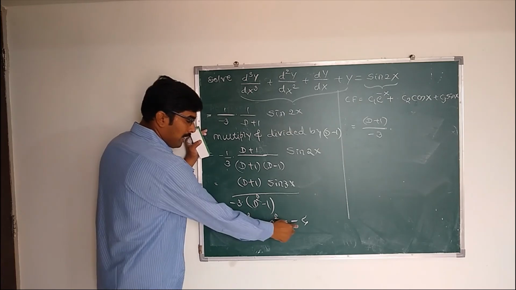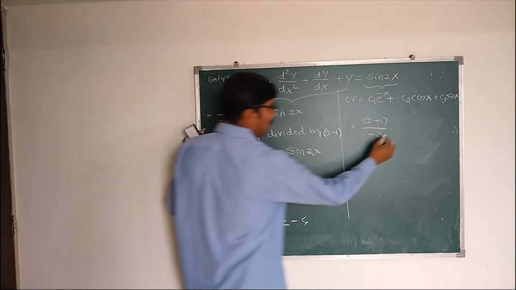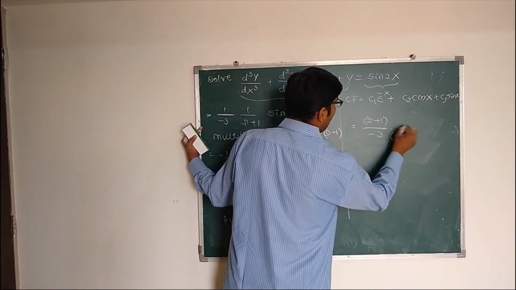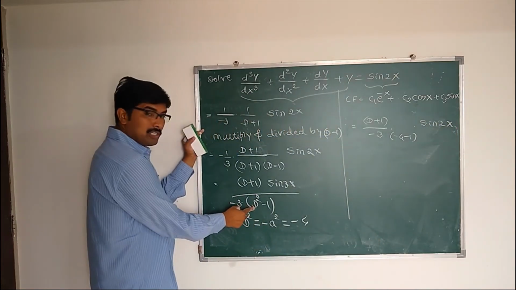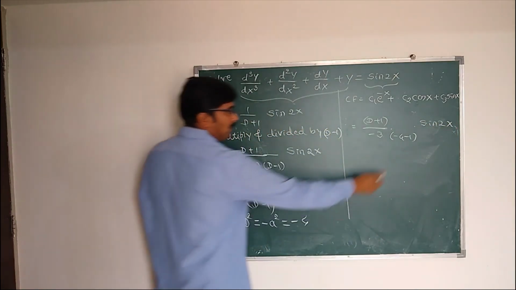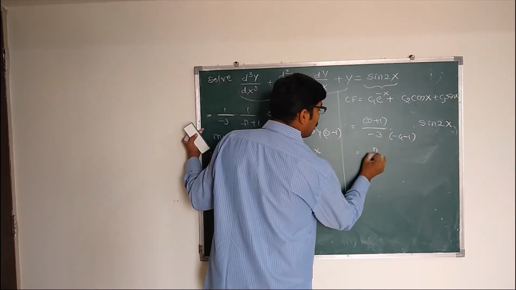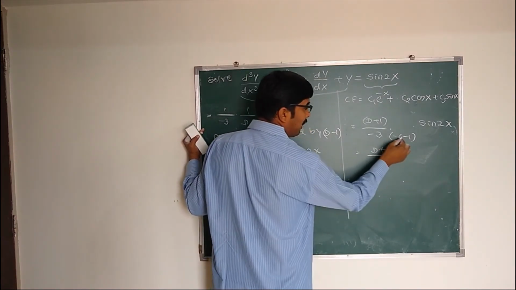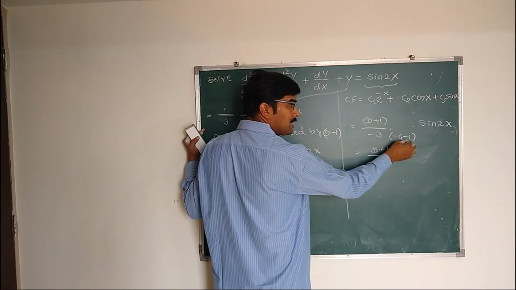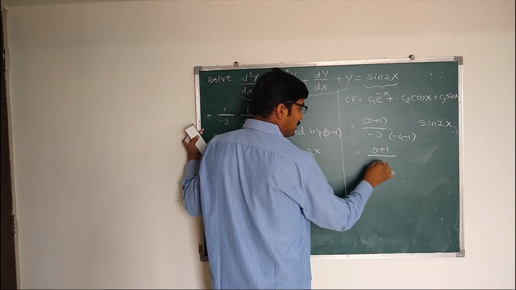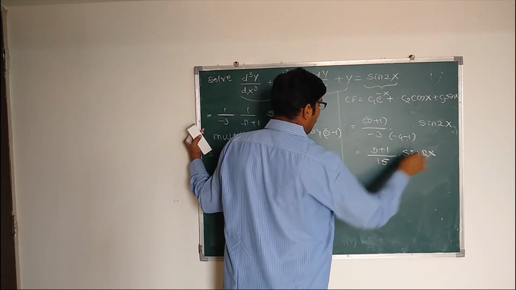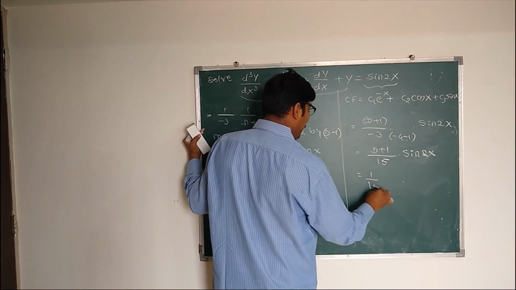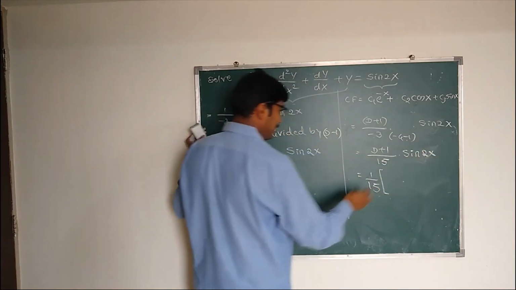Put D square is equal to minus 4. This is minus 4 and minus 1 of sin 2x. D square is equal to minus 4 and this minus 1. So total D plus 1 divided by minus 4 minus 1 is minus 5, and minus into minus 3 is 15, of sin 2x. Now you can solve this. 1 divided by 15 I will write as it is.